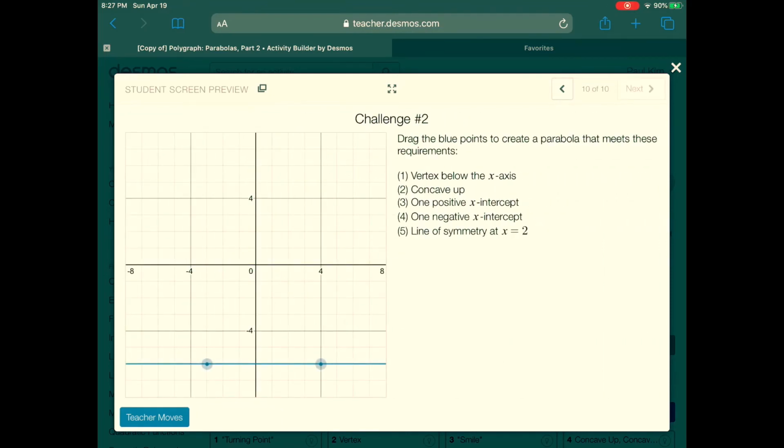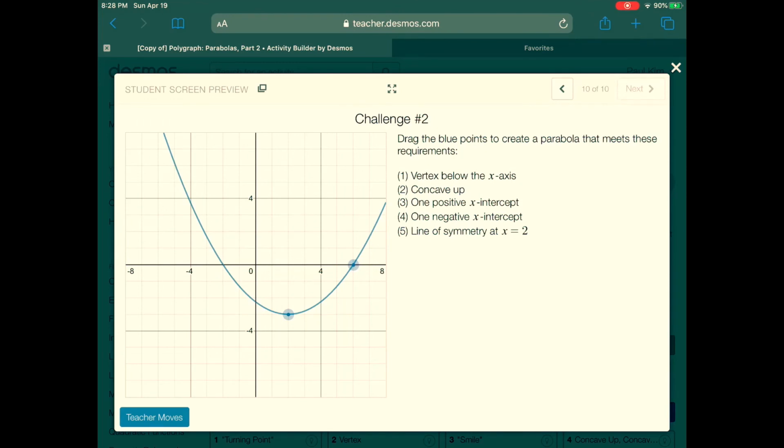So for challenge 2 here, we're going to be creating a function. Here we're going to be creating a parabola that meets these requirements. So the vertex is below the x-axis. It's concave up. It has one positive x-intercept, one negative x-intercept, and line of symmetry is at x equals 2. So I'm going to start with the line of symmetry at x equals 2. What that tells me is my vertex has to be situated somewhere at x equals 2. And so for now, what I'm going to do is move this blue line somewhere at x equals 2.